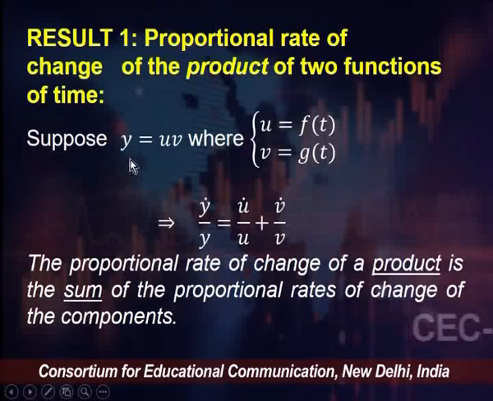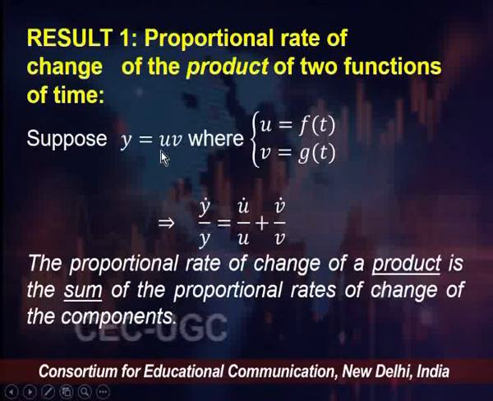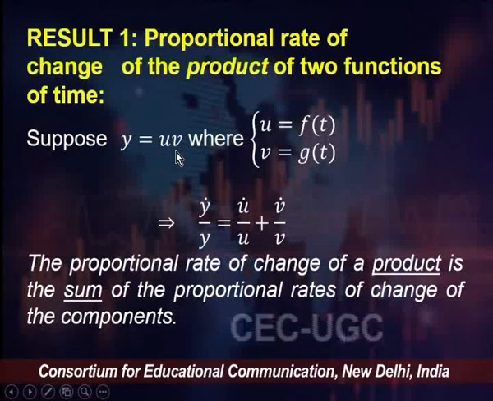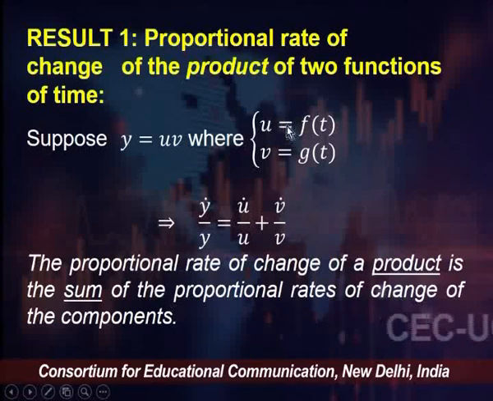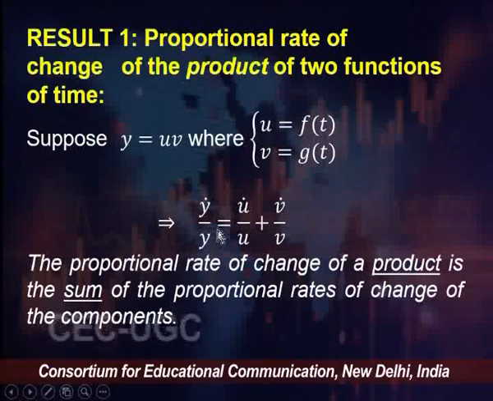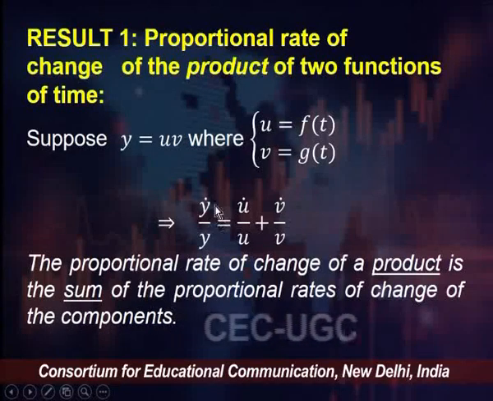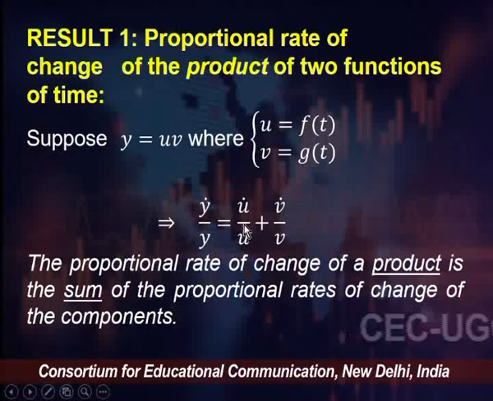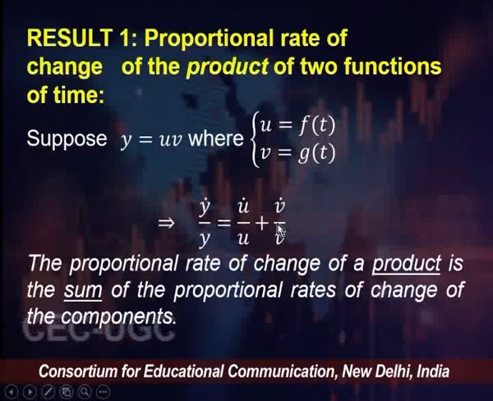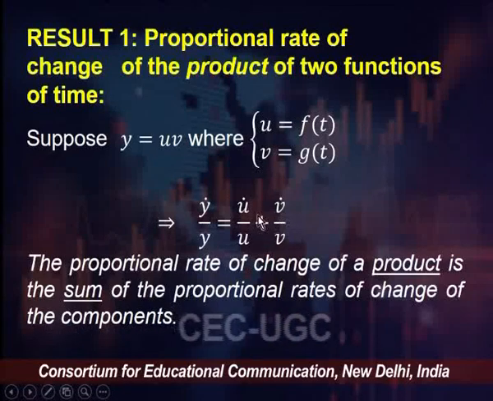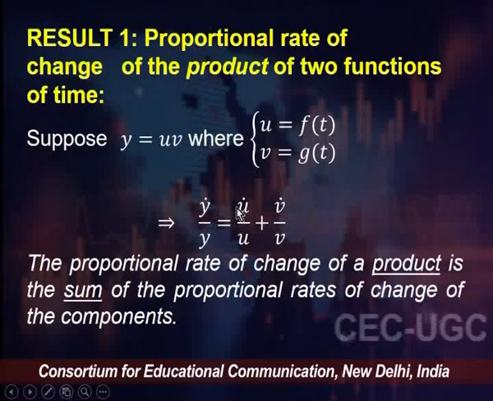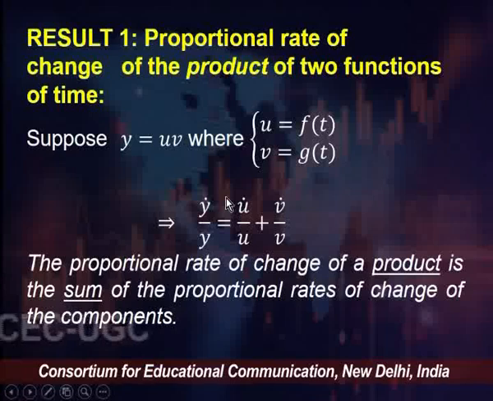So in general, if you have a variable y which is given as the product of u and v, where both u and v are functions of time, so u is a function f of t and v is a function g of t, then the proportional rate of change in y, which is y dot by y, is the sum of the proportional rates of change of the two individual components, which is u dot by u and v dot by v. So this is the first result that we have with respect to proportional rates of change.